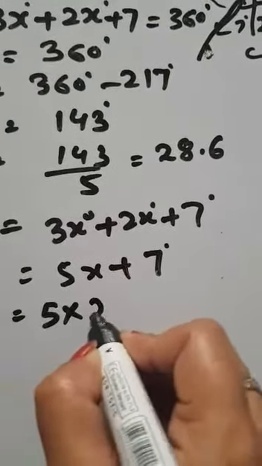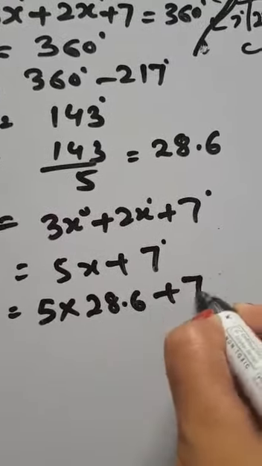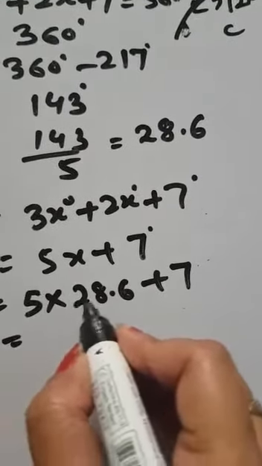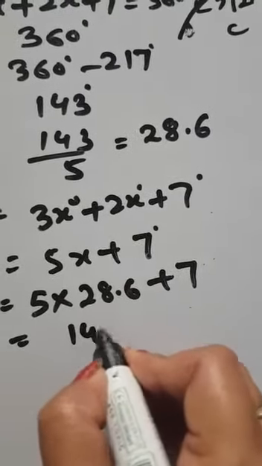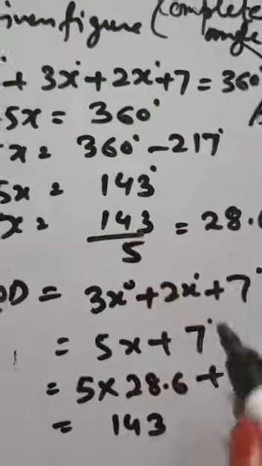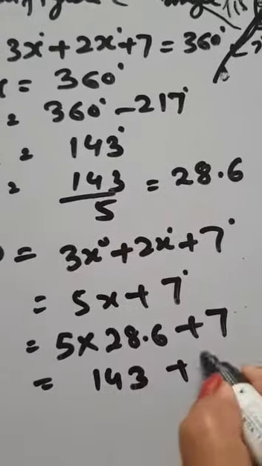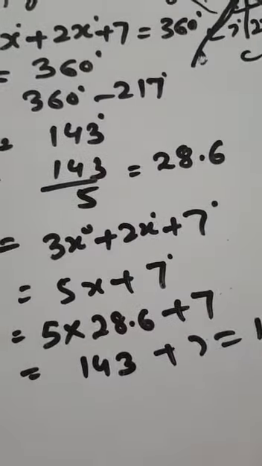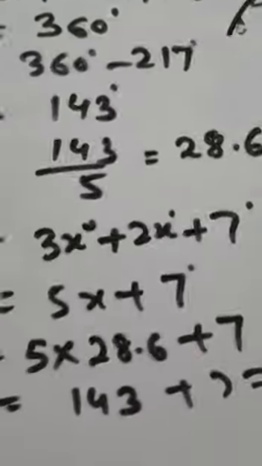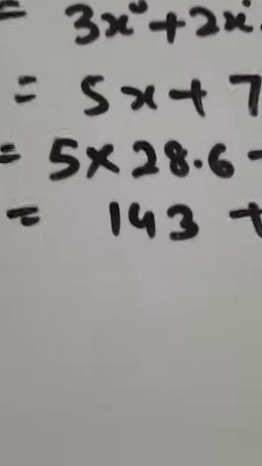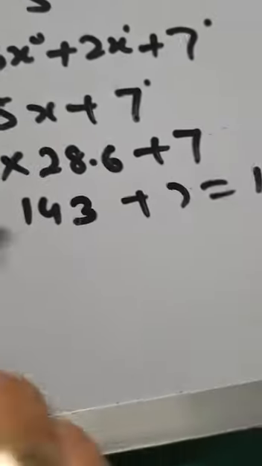5 multiplied by x, what is x? 28.6, plus 7. 5 multiplied by 28.6 will give you again 143. Same as we divided it and we got this. Plus 7. Then your answer will be 150 degree. So AOD is 150 degree. See, students, AOD is 150 degree.